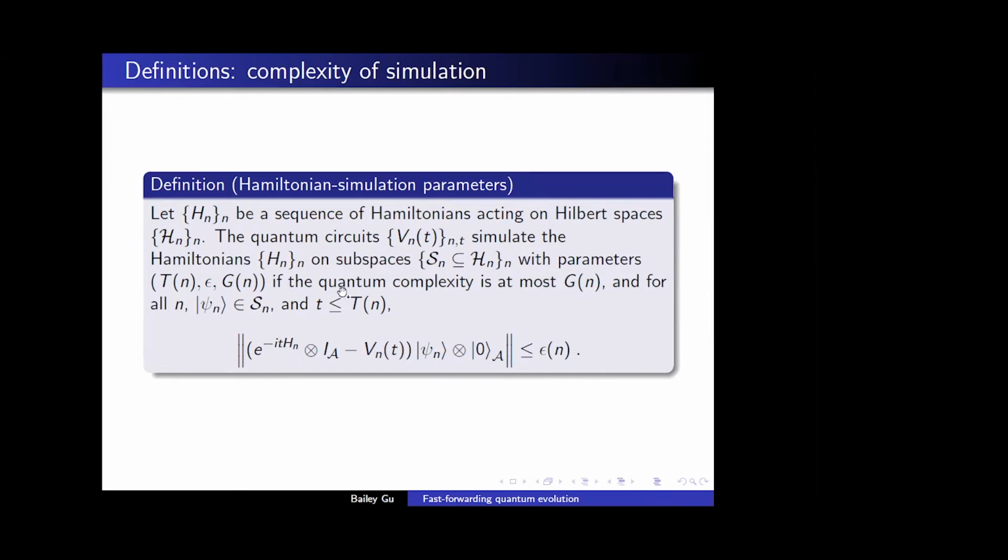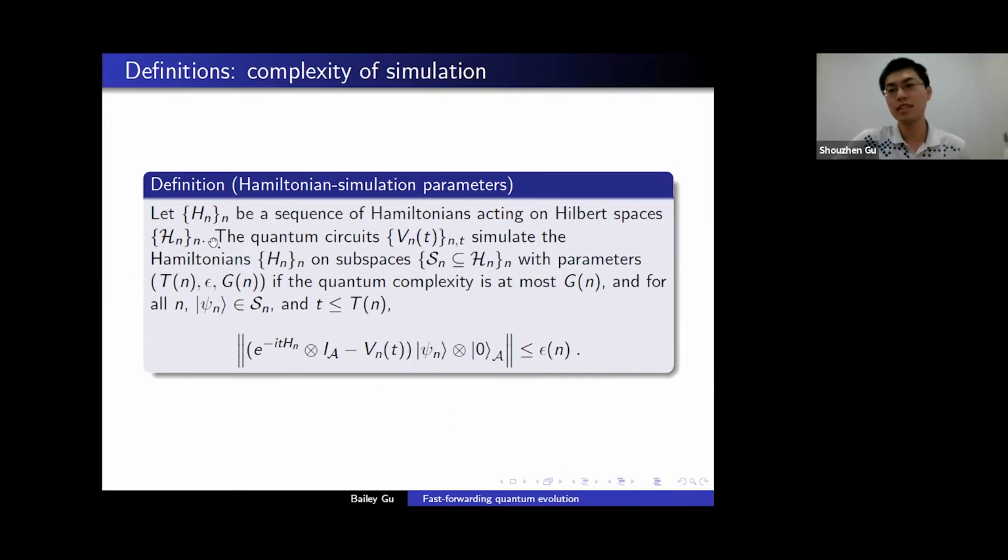Right, so we consider a sequence of Hamiltonians, so that way, when we consider asymptotics in t, we can actually just let n go to infinity, and then we can consider longer and longer times. So everything is dependent on the system size n.